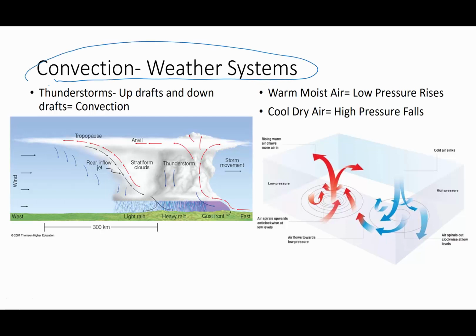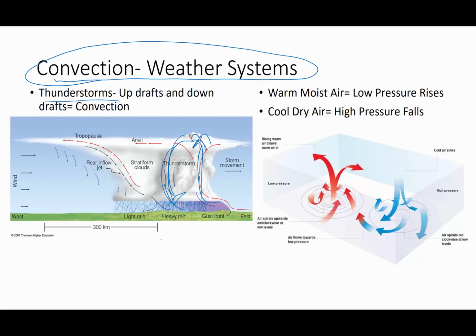Now, our weather systems have a lot of convection currents in them, and this is not a big course in weather, so we're not going to spend all day on this, but I want you to understand that thunderstorms have huge, massive updrafts in them and then downdrafts in them. Well, this is due to differences in temperature, and updrafts and downdrafts are nothing but convection currents.